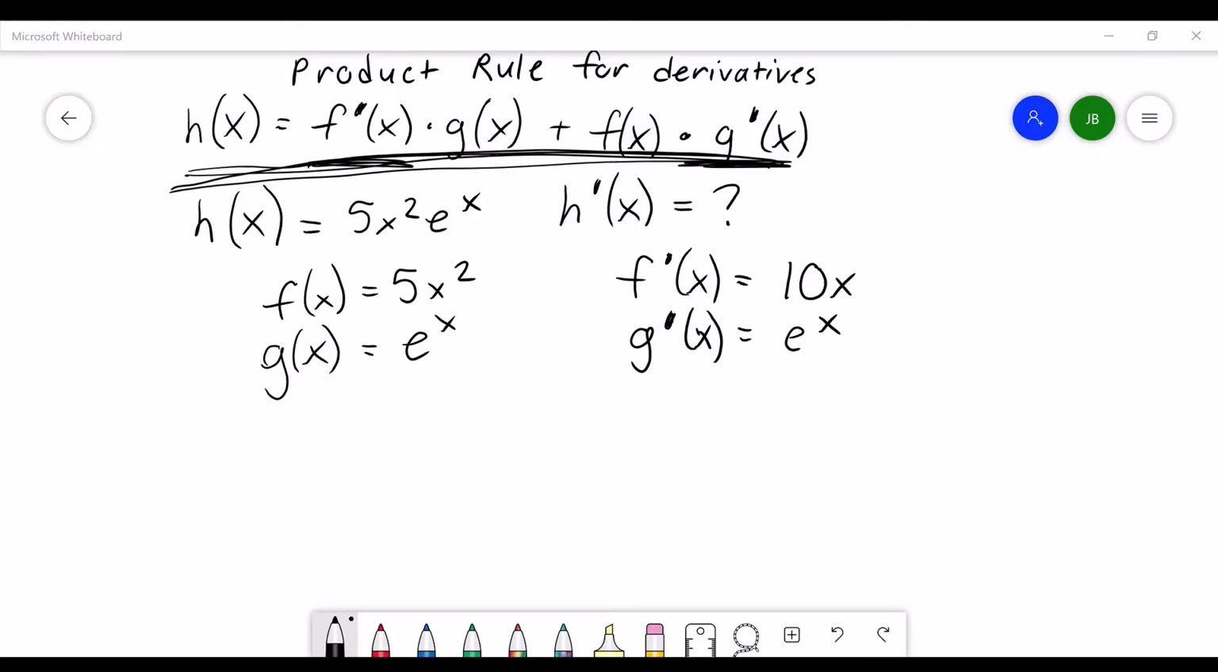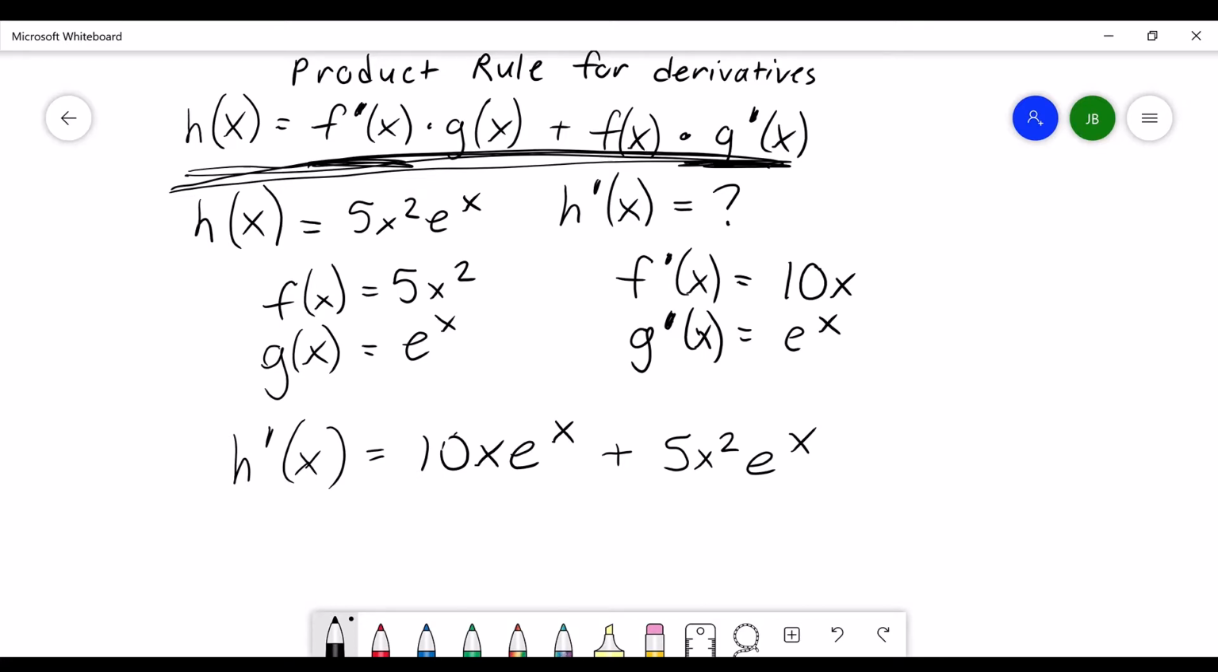So h prime of x equals, let's see, 10x times e to the x plus f of x is 5x squared. So 5x squared times g prime of x, which is just e to the x power.